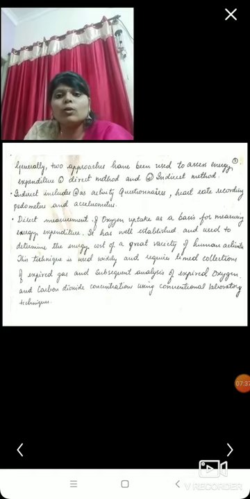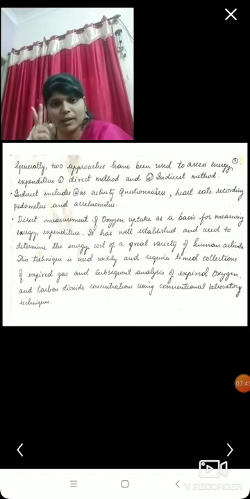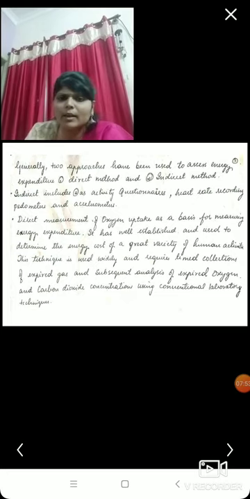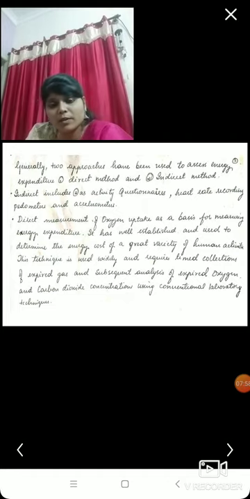Generally, two approaches have been used to assess the energy expenditure: one is the direct method, another is the indirect method. The indirect method is not so appropriate. It can be done, of course, through questionnaires. You can ask the person questions and they can let you know the stage of their health condition, or the heart rate can be recorded, or you can use a pedometer, or an oximeter also.